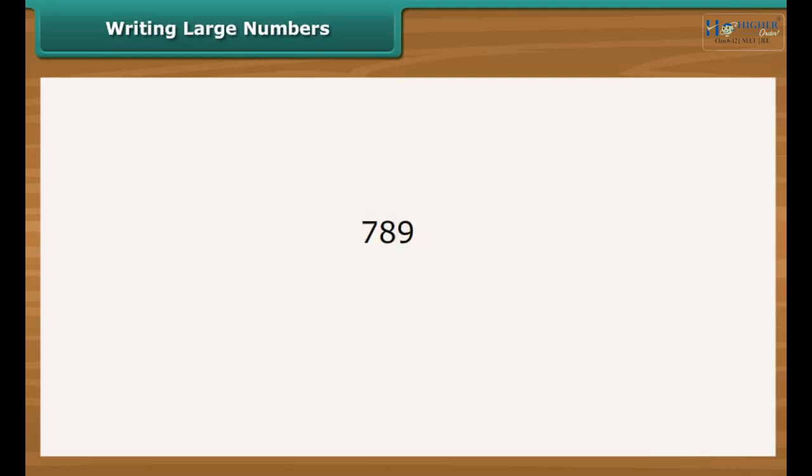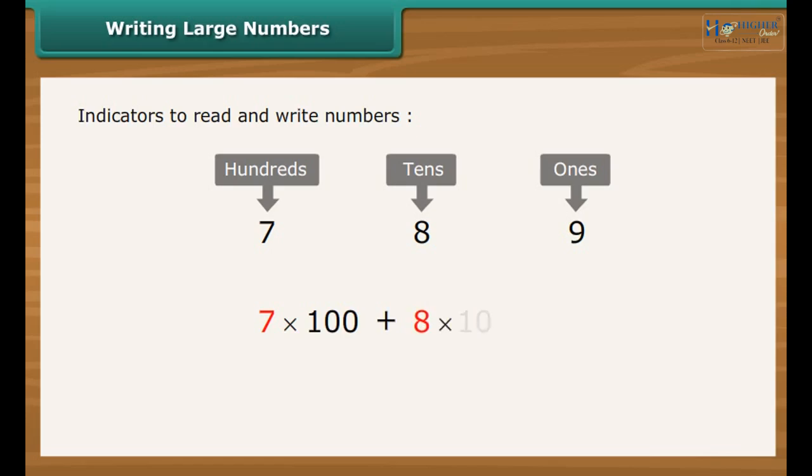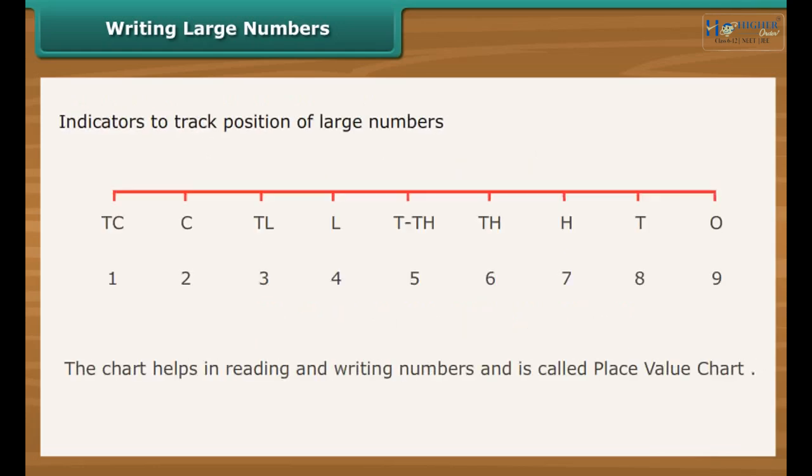Sometimes the large numbers are so large that it becomes difficult to keep track of. Then it helps to use indicators to read and write large numbers. In a decimal number system, the value of a digit depends on its place or position in the number. Each place has a value of 10 times the place to its right. It can be extended to crores. The chart helps in reading and writing numbers and is called the place value chart.